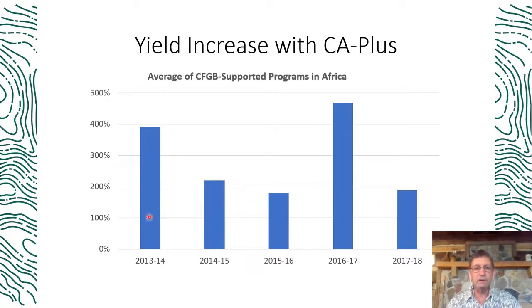This is a graph of comparative yield CA to conventional over a 5-year period of Canadian Food Grains Bank supported programming. And you can see here with CA+, in a dry year, we can get as much as 4 times the yield of an adjacent conventional plot. In wetter years, such as these 3 lower bars here, we're still getting double the yield.